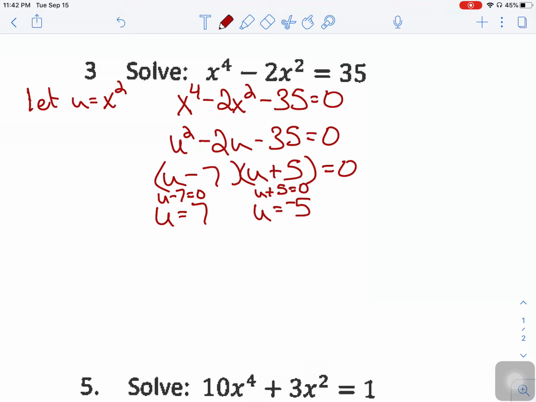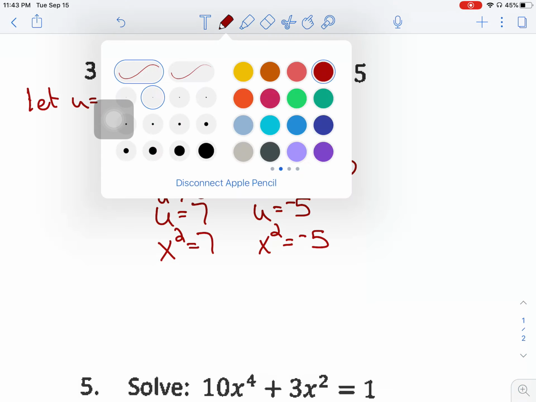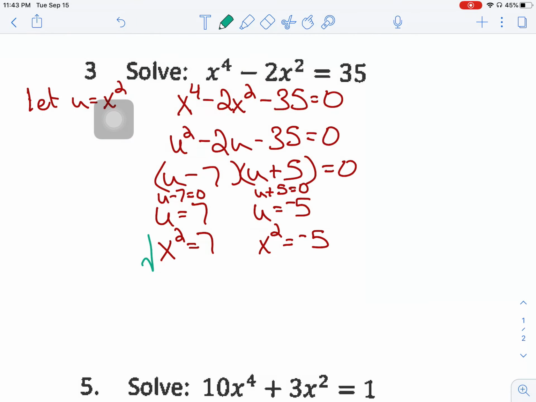Reminder, we weren't solving for u in this problem. We were supposed to be solving for x. So each of these u's is going to get replaced with the x squared that we originally replaced. All right, so it's kind of replace and then replace back, or substitute back. So we've got x squared is equal to 7, and x squared is equal to negative 5. So that's nice. Square root both sides.